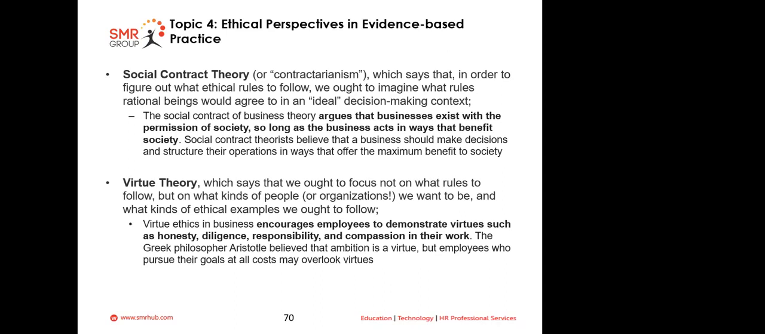businesses exist with the permission of the society, right? So long as the business acts in ways that benefit the society. So businesses can only exist with the permission of the society if they act in a way that benefits the society. So under social contract theory, it is believed businesses must make decisions that will benefit the society at large, which provides maximum benefits to the society.